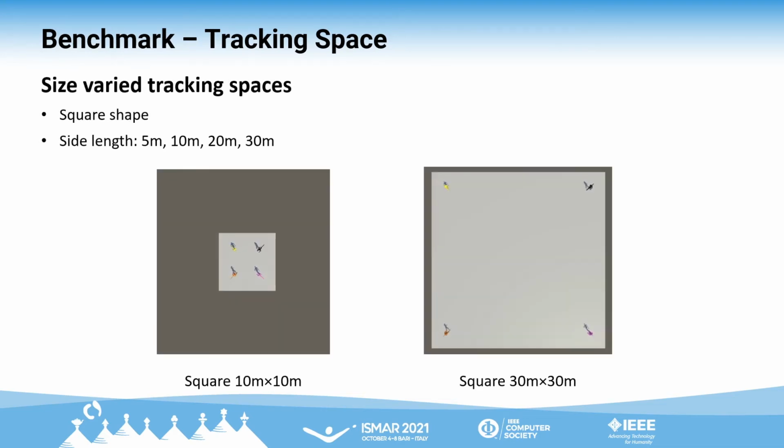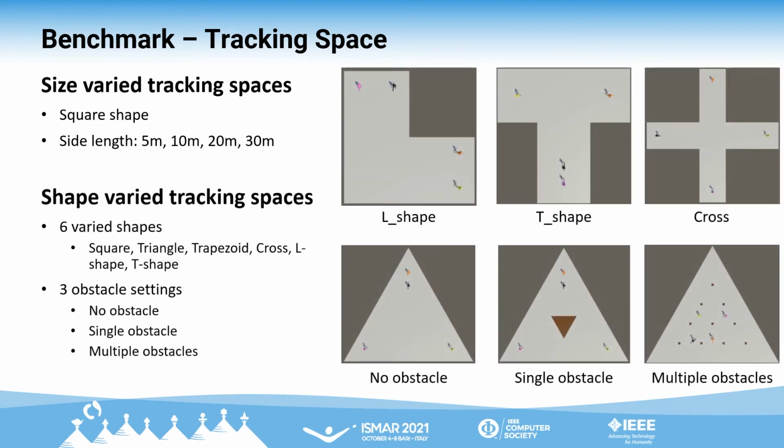There are two types of tracking spaces in our dataset. The first type is size-varied tracking spaces. Each space is in square shape and 4 types of side lengths are used. The second type is shape-varied training spaces, aiming to test the scalability of RDW algorithms in complex application scenarios. In our dataset, 6 varied shapes with 3 obstacle settings are designed.